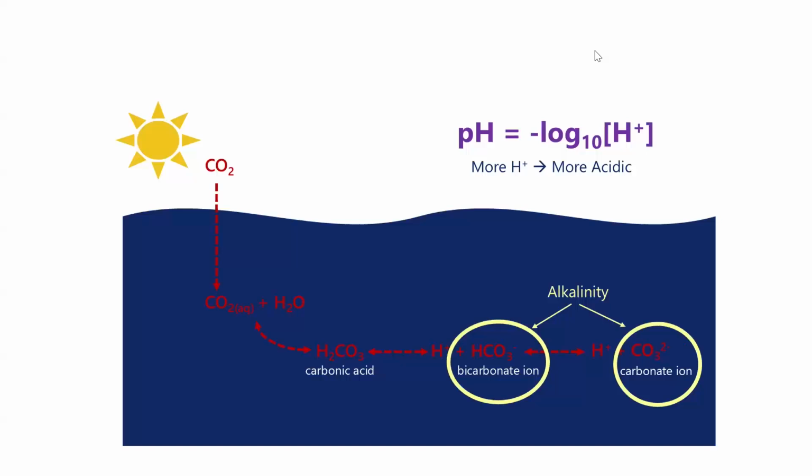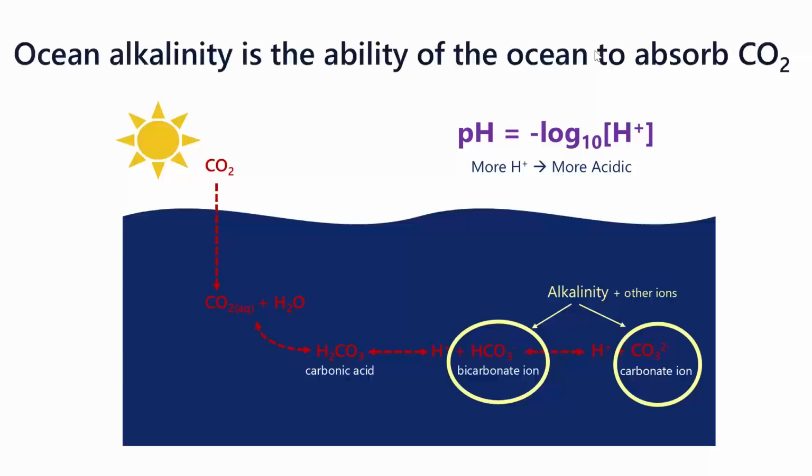It is these carbonate ions and bicarbonate ions that we think of as alkalinity: the ability to mop up hydrogen ions, and there are a few other negatively charged ions as well. And so we could think of ocean alkalinity as the ability of the ocean to absorb CO2. So that's our alkalinity side of things.